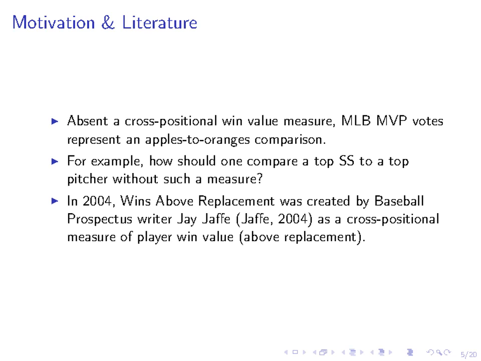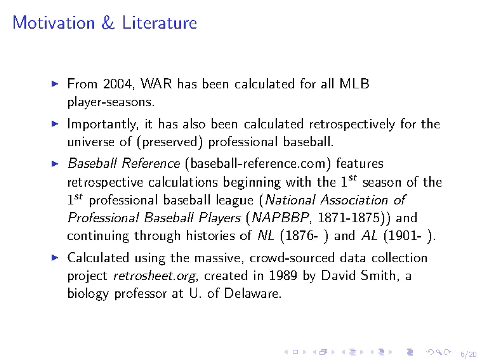In 2004, wins above replacement was created by Baseball Prospectus writer Jay Jaffe as a cross-positional measure of player win value above replacement. And so Jaffe credits Clay Davenport for earlier sabermetric work that helped him put together this notion. From 2004, WAR has been calculated for all MLB player seasons. Importantly, it has also been calculated retrospectively for the universe of preserved professional baseball.